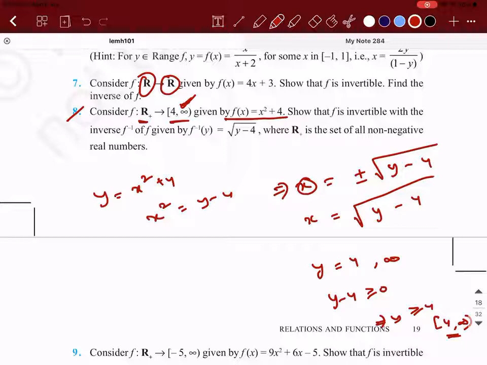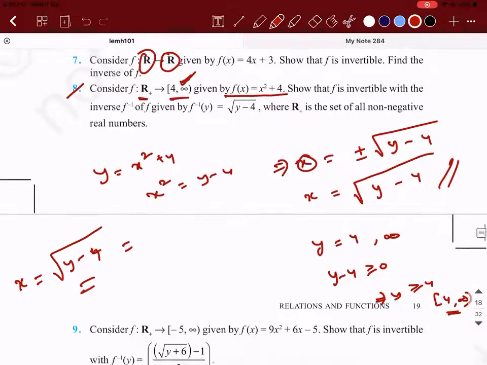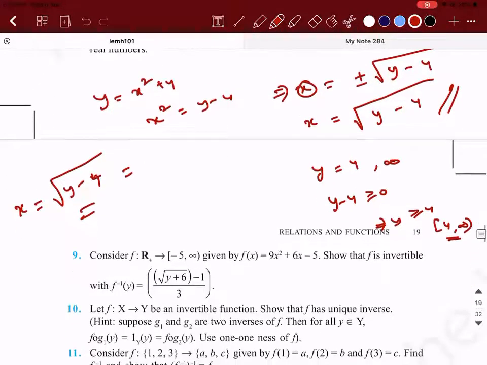Then what will be the inverse of it? By looking at the steps, you will get the answer. What is the inverse? x is equal to root of y minus 4. That's it. Generally we write the inverse in terms of x, so I would say root of x minus 4. But I hope you understood. Can you try the next one?